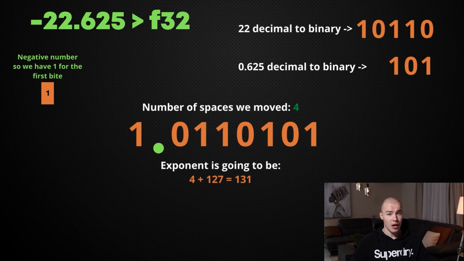And if you remember, I told you that we need to subtract 127 from the exponent part to get its real value. So to get what we need to store in our exponent part, we need to add 127 to our number 4 here, which is 131. We need to store 131 in our exponent part of the floating point number. And when we know that, let's jump right into our conversion.